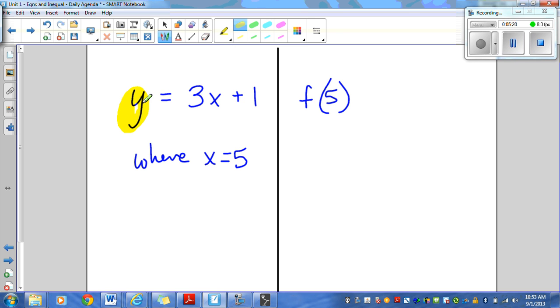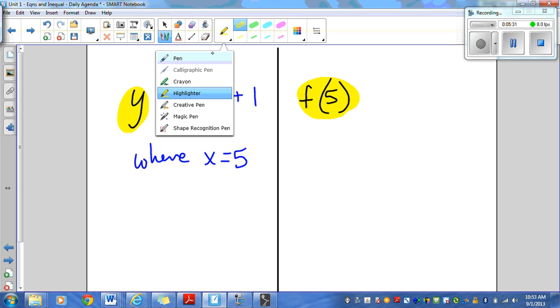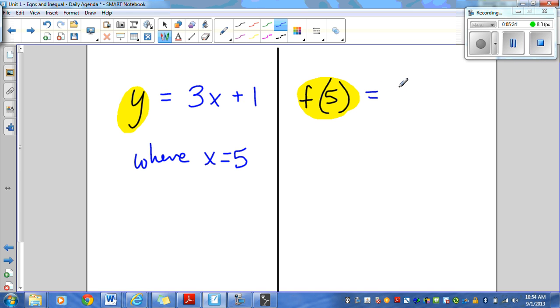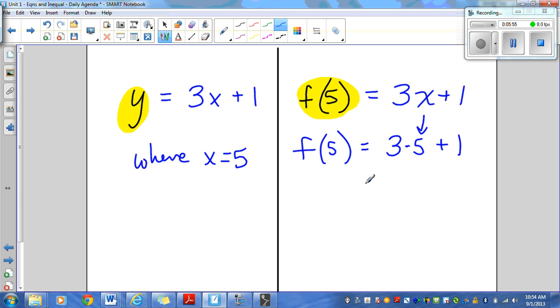So what I'm doing is I'm taking this y, and I'm using f of 5 instead. And all f of 5 means is I am doing a function where x equals 5. It's just a little bit more explicit than saying y equals. And then you would say f of 5 is equal to 3x plus 1. And then instead of me having to tell you, oh, x equals 5, now you know that x equals 5. So you can say, oh, instead of an x, I'm going to plug in a 5. And then I can solve. 3 times 5 is 15, plus 1 is 16.